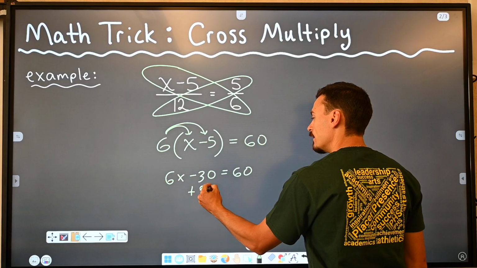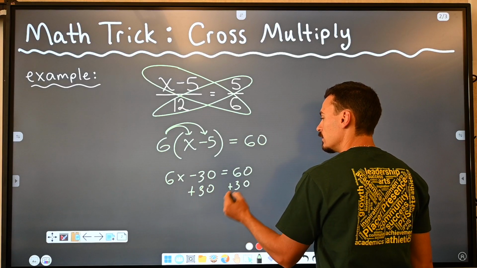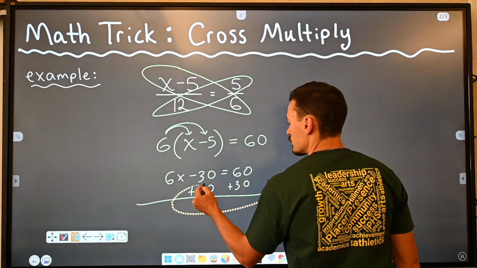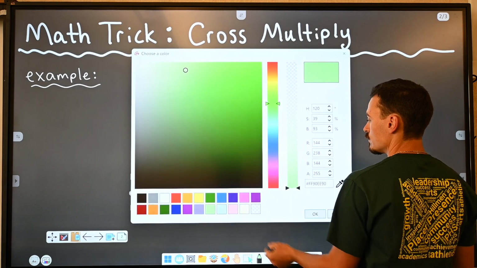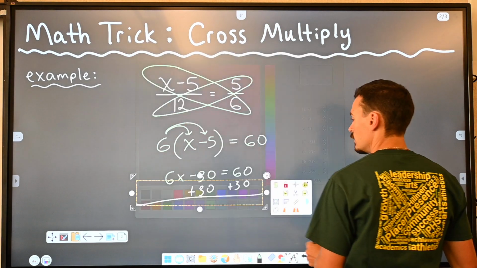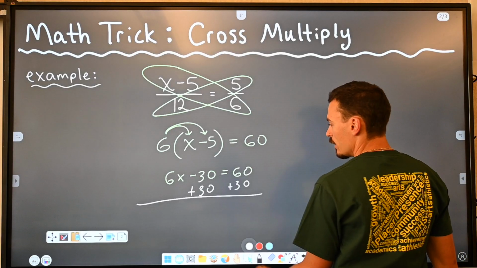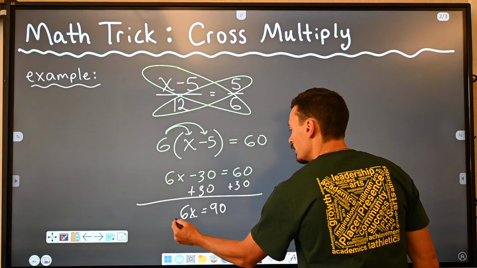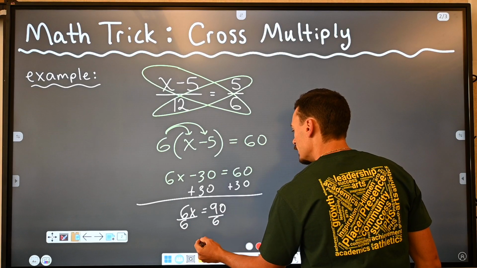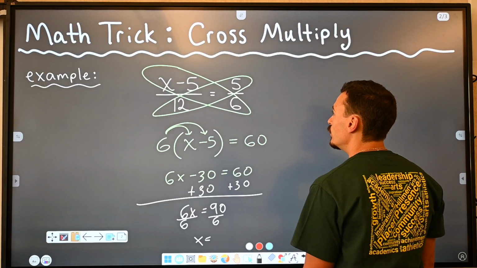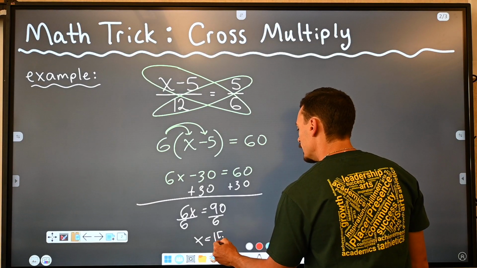Add 30. Make sure that's not green. There we go. 6x equals 90. Divide by 6. Get x equals 15.